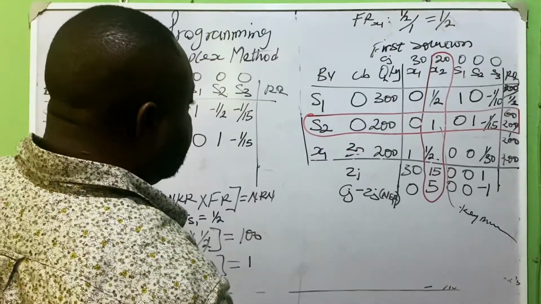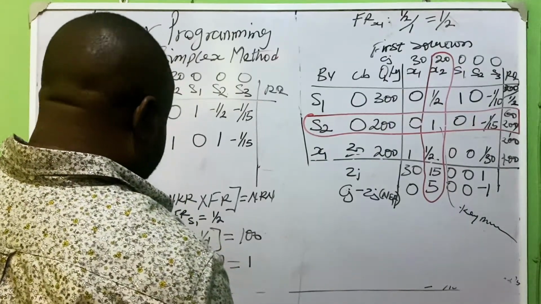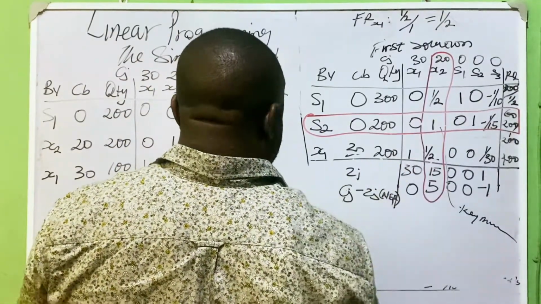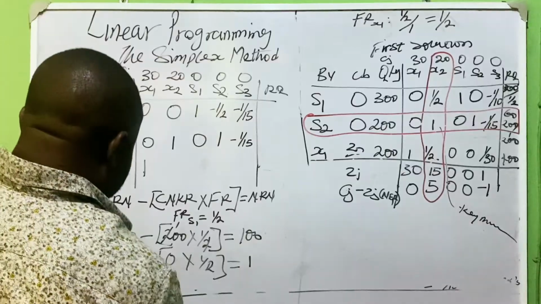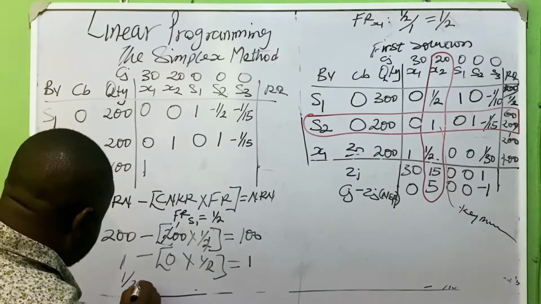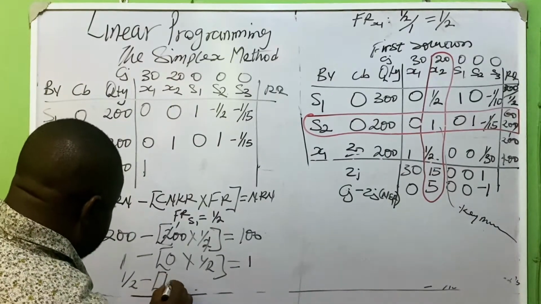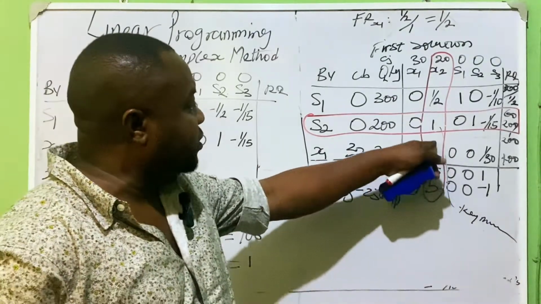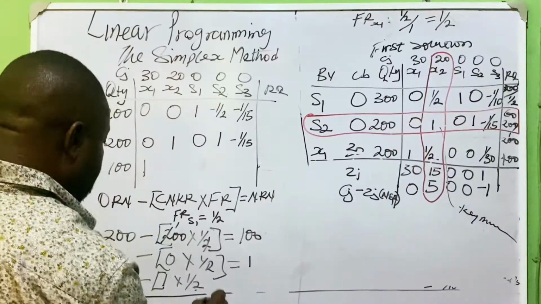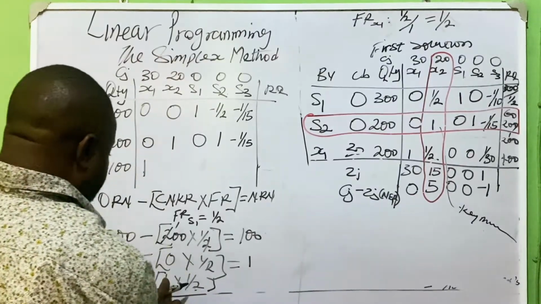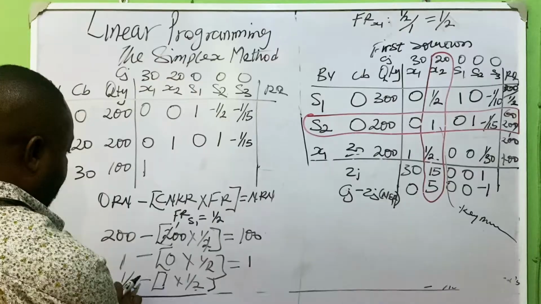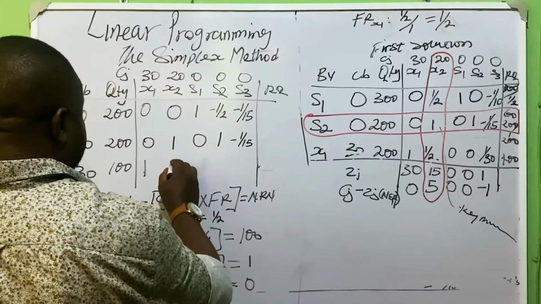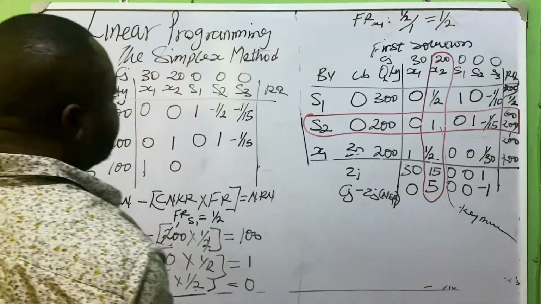Now the next value to be transformed is 1 over 2, and the corresponding value is 1. So 1 over 2 minus 1 multiplied by 1 over 2, because the corresponding value to this is 1. The product of this is a half. So 1 over 2 minus 1 over 2, we're going to have 0. So this place becomes 0.